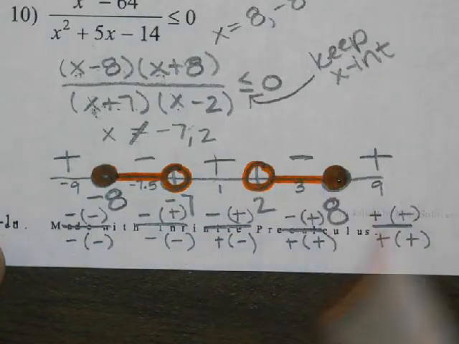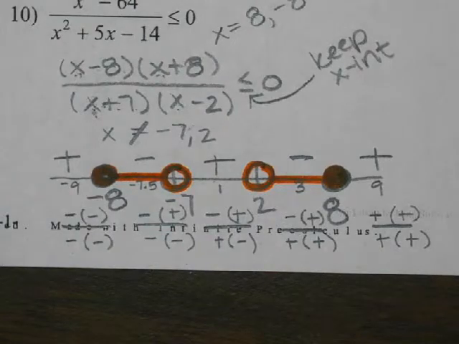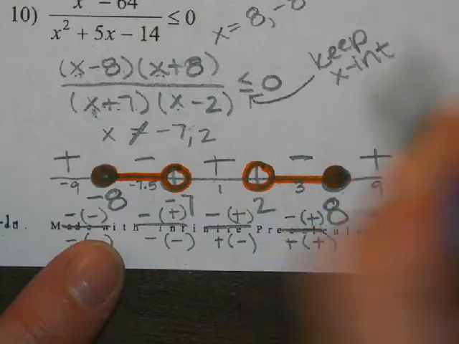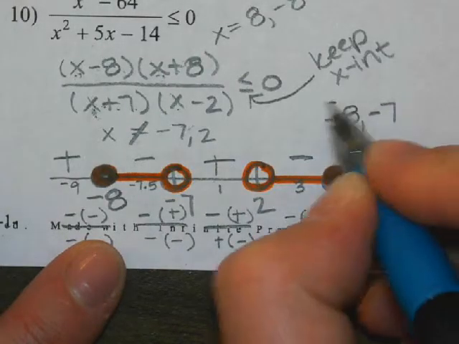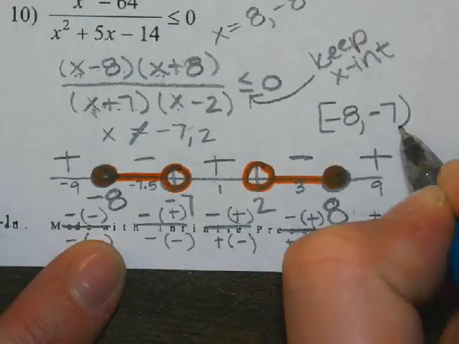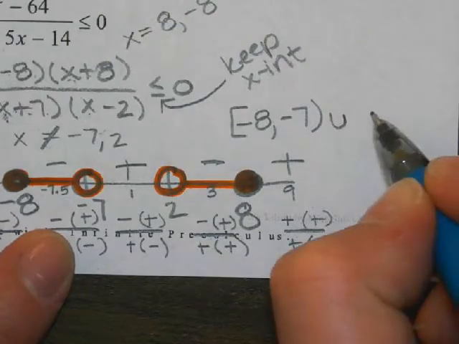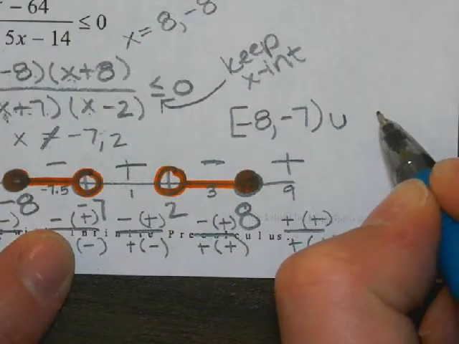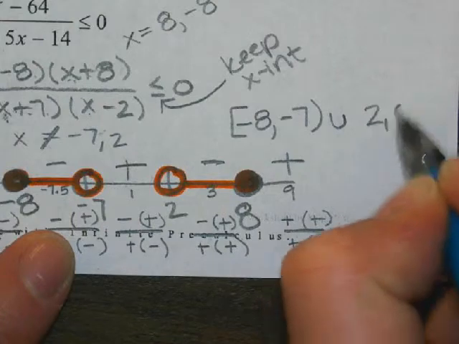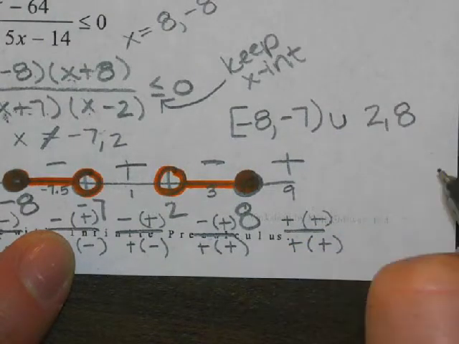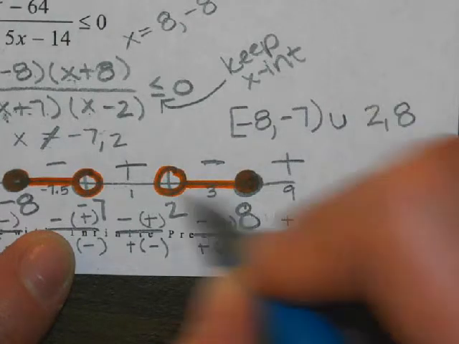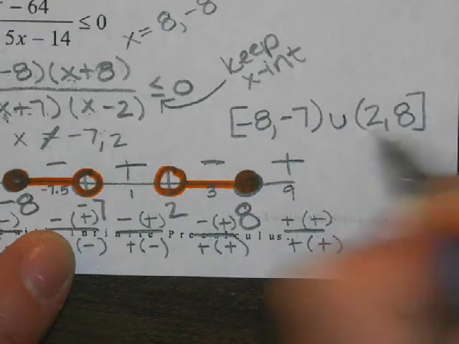negative 8 to negative 7. And then 2 to 8. Okay, so negative 8 to negative 7, what do we put around those? You put a bracket. Perfect. And then what else do we have? That'd be 2 to 8. Bracket the 8, parenthesis the 2. Yep.